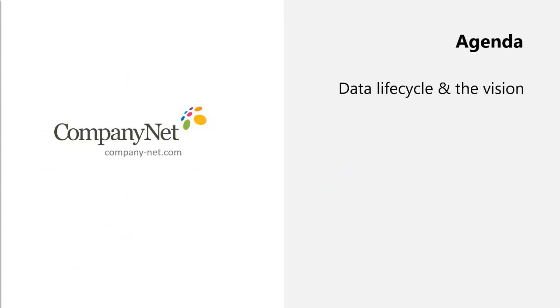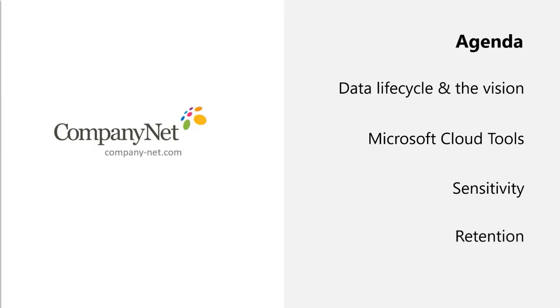So first of all, we'll talk about the data lifecycle and the vision. And then we'll look at the Microsoft Cloud tools that we're going to be discussing. Then we'll step through into the first of those, which is sensitivity. So sensitivity labels, classifications, etc. We'll discuss retention, then deleting, then managing the data in the preservation hold library and various other things, and then data loss prevention as well to protect the data in transit. So a lot to talk about, so let's crack on.